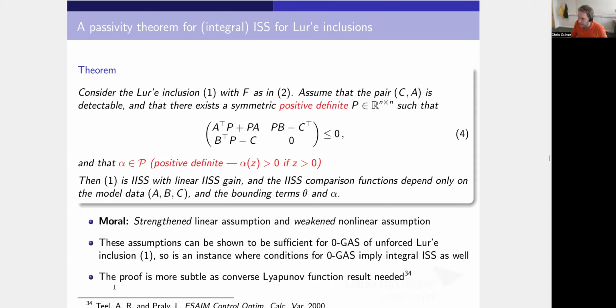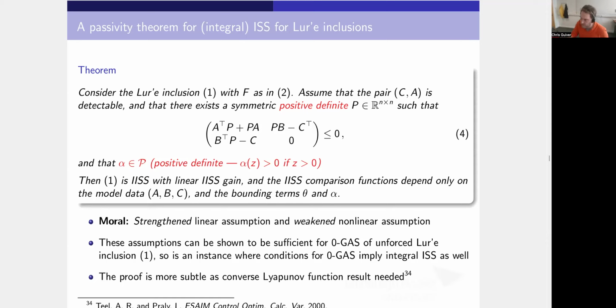Kind of interestingly, these hypotheses are sufficient for zero GAS of the Lur'e inclusion. So this is a situation where stability conditions for zero GAS give you sufficient conditions for stability for integral ISS. Now, the relationship between zero GAS and integral ISS is, of course, that integral ISS implies zero GAS and conversely no, but the difference is sort of subtle, right? It's quite hard, as I understand, to cook up zero GAS systems which are not integral ISS, right? You have to work quite hard.